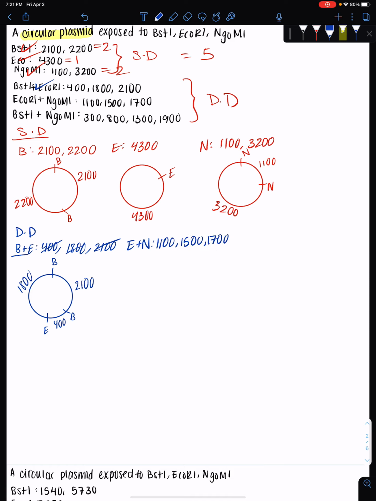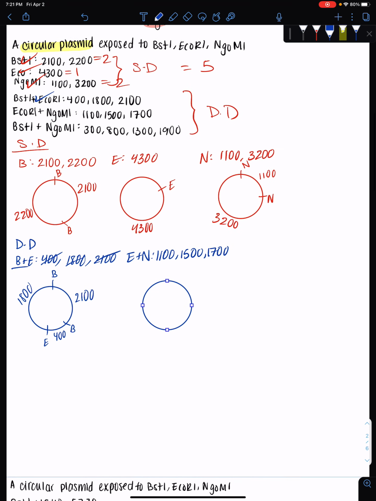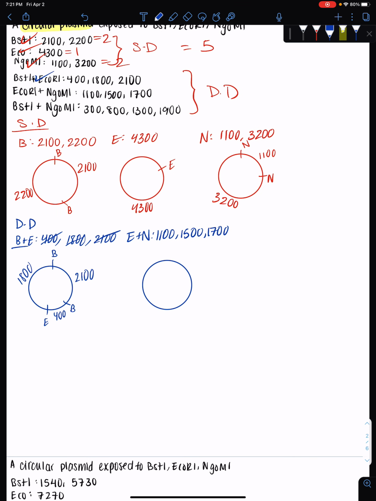And between the single digest for E and the single digest for N, N has 2 cuts and E has 1 cut. So we're going to use the double digest for N first to make our double digest. So there was a cut right here and a cut right here. That smaller area was worth 1,100 and this larger area is worth 3,200.